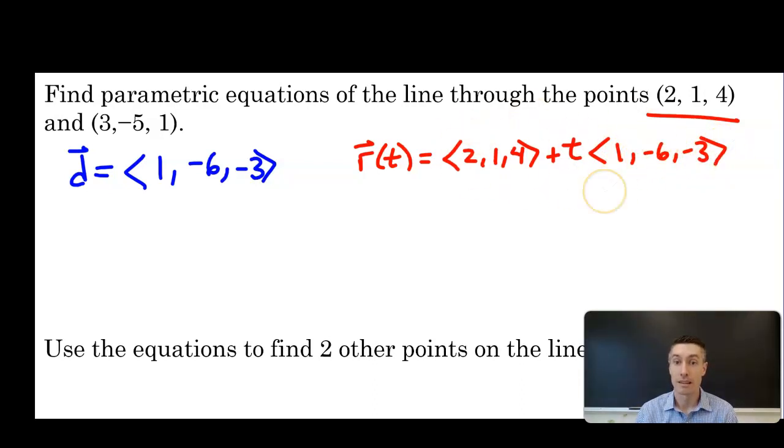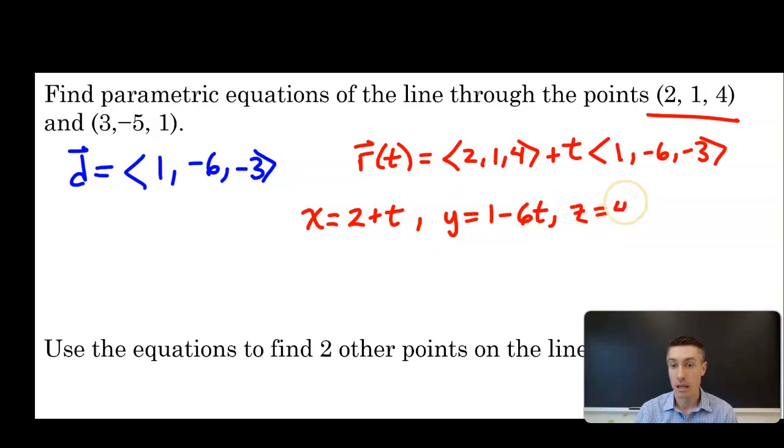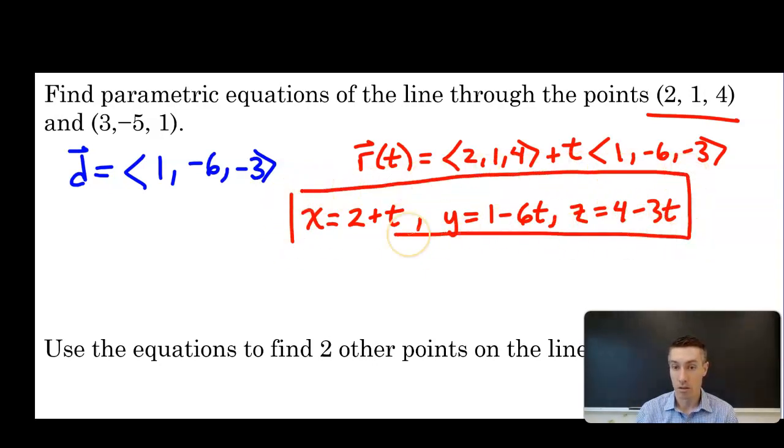So we can write this as a single vector then, and then parametrically, we're just taking each of the components out of the vector equation. So x would be equal to 2 plus t, y equals 1 minus 6t, and z would be equal to 4 minus 3t. So there we have parametric equations for the line through the points (2, 1, 4) and (3, -1, 5).